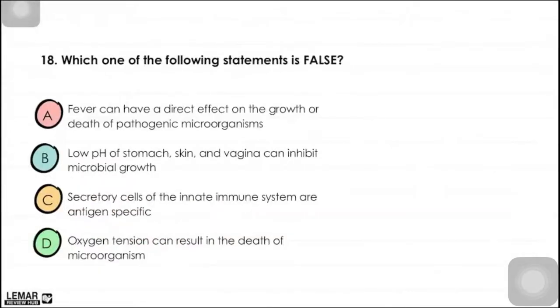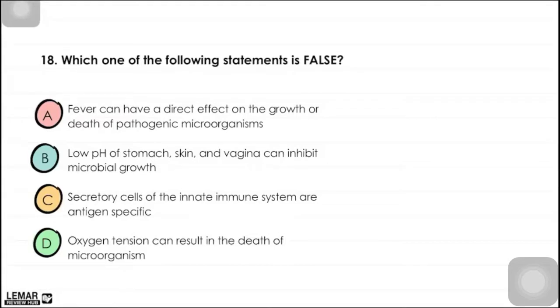So, number 18. Which one of the following statements is false? Letter A, fever can have a direct effect on the growth or death of pathogenic microorganism. Letter B, low pH of stomach, skin, vagina can inhibit microbial growth. Letter C, secretory cells of the innate immune system are antigen specific. Or letter D, oxygen tension can result in the death of microorganism.